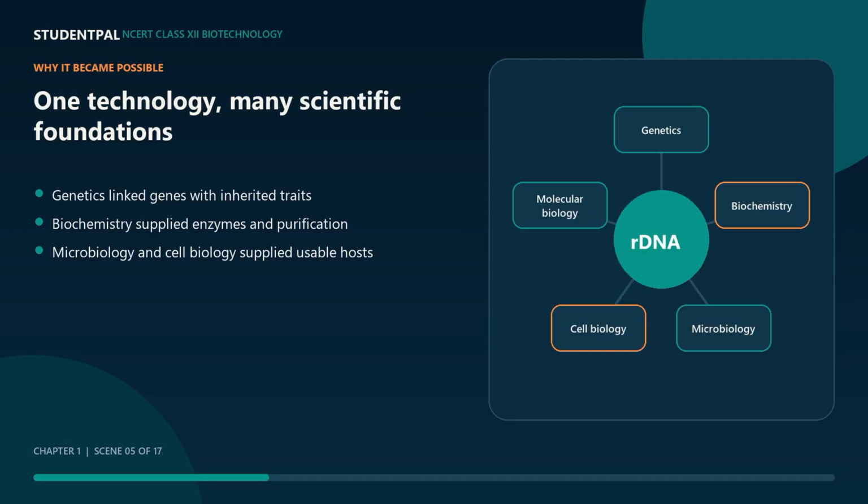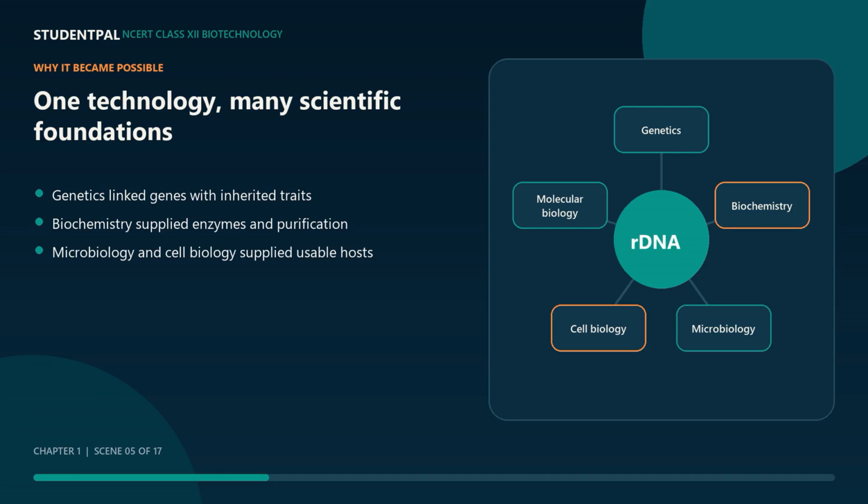No single discovery created recombinant DNA technology. Genetics connected genes with inherited traits and helped scientists identify useful candidates. Molecular biology explained how information moves from DNA to RNA to protein. Biochemistry supplied methods for isolating nucleic acids and enzymes that cut, copy, and join DNA. Microbiology provided fast-growing, genetically understood hosts such as laboratory strains of Escherichia coli. Cell biology later expanded the possibilities to yeast, plant, and animal cells.